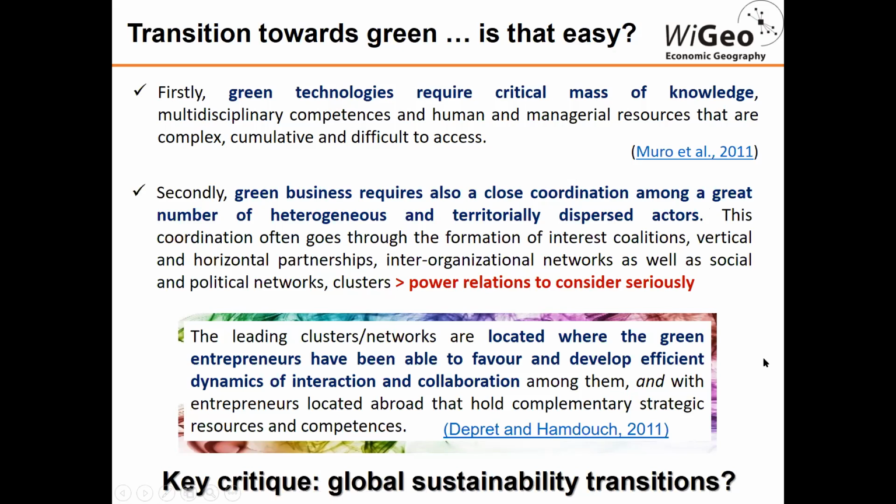So, when we talk about clusters, networks that will be located where the green entrepreneurs are located, this to some extent favors one region or one sector in comparison to others. And to overcome all these issues it is necessary to have strong collaboration across sectors. So it's very difficult to say that we can really pave the way to a global sustainability transition.